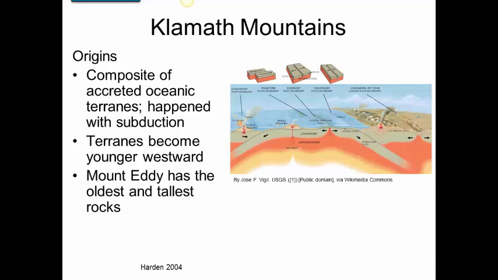So as subduction was occurring under the North American plate, more and more rocks and material were getting flung up onto the edge of the continent. So the most recent rocks would be further westward. The older rocks, which were deposited on the continent longer ago, would be further eastward.